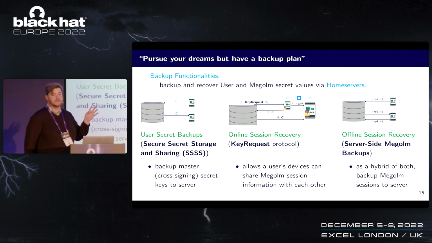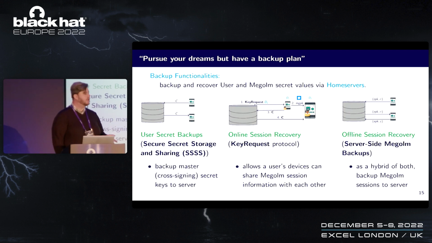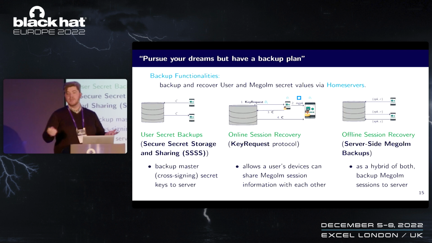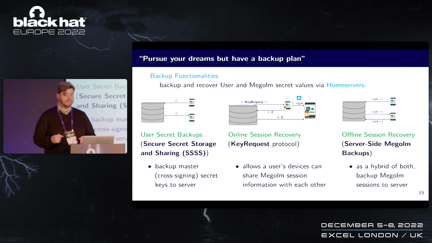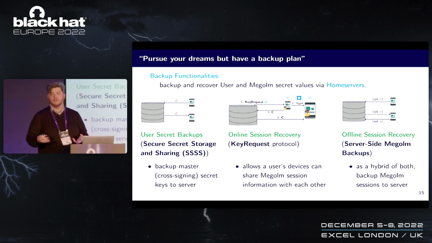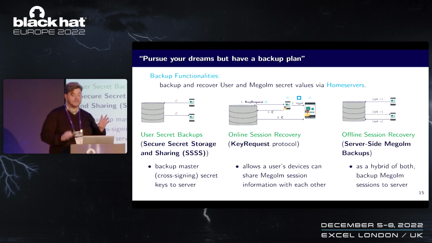And so for user secrets, we have user secrets backed up by the secure secret storage and sharing protocol. This is fairly straightforward. The user generates a backup key, usually from a user passphrase, and then they use that to encrypt the master public key, the user signing key, and the self-signing key, and then upload that ciphertext to the home server. Later, if they lose that device and they want to get those user secrets again, they regenerate that user backup key, retrieve the ciphertext from the home server, and then decrypt it locally, thus allowing them to recover the user signing keys, the master public keys, the user secret keys, and the self-signing key. So that's for the user secret backup.